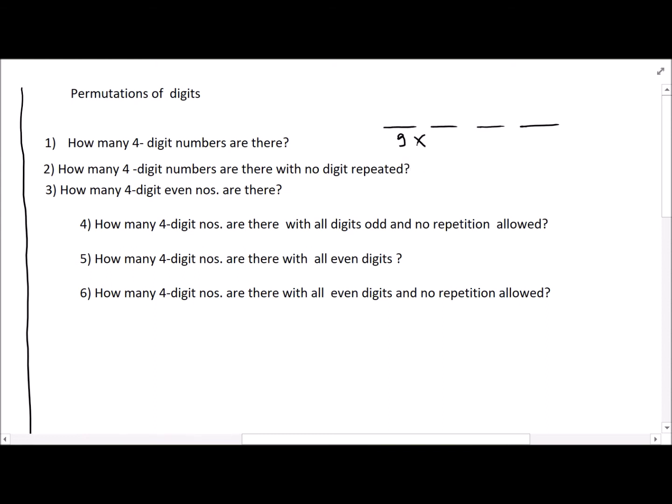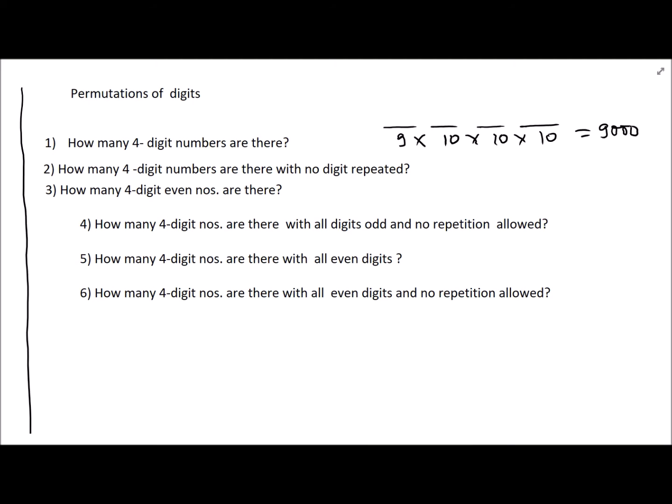Okay. Then at the second place I can also put 0. So 0, 1, 2, 3, 4, 5, 6, 7, 8, 9. I have 10 options. Then again 10 options at this place, also 10 options at this place. Total 9,000. Okay. All places to be filled. The case of or and the case of and every time. And so multiply and hence 9,000.